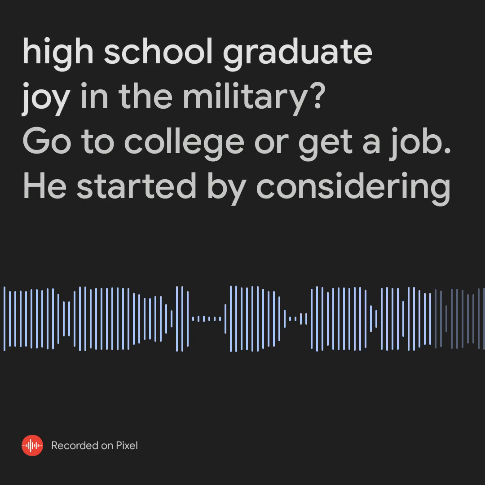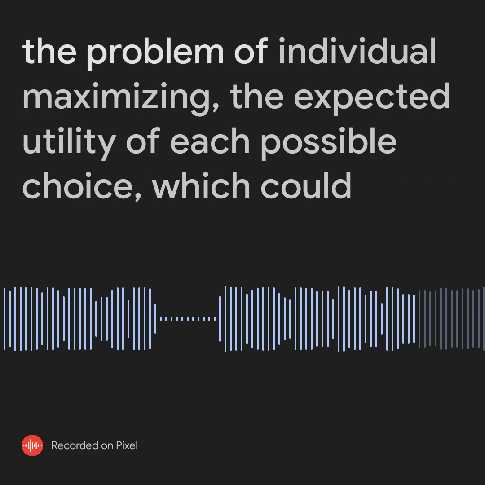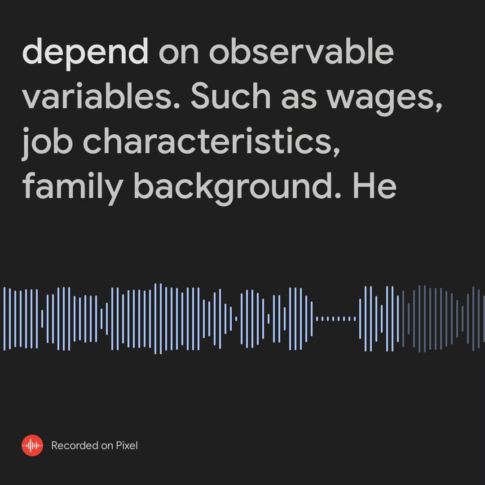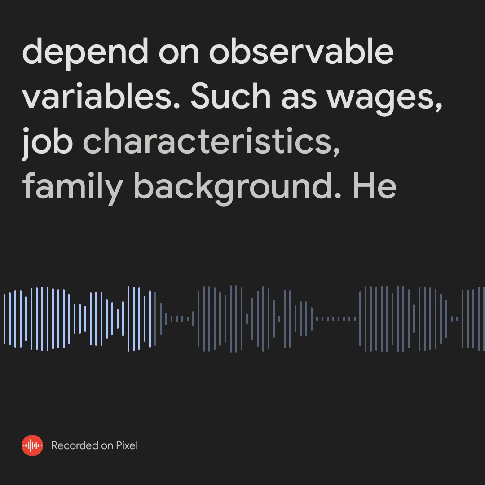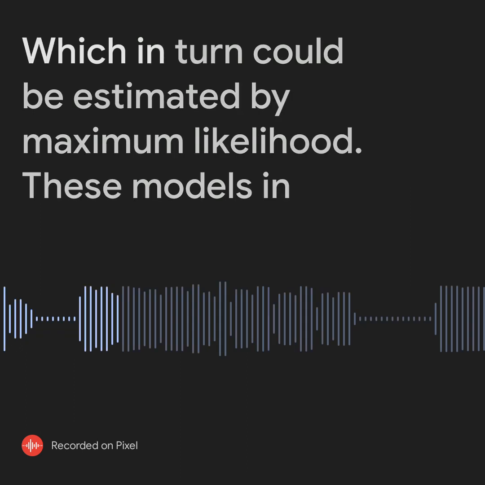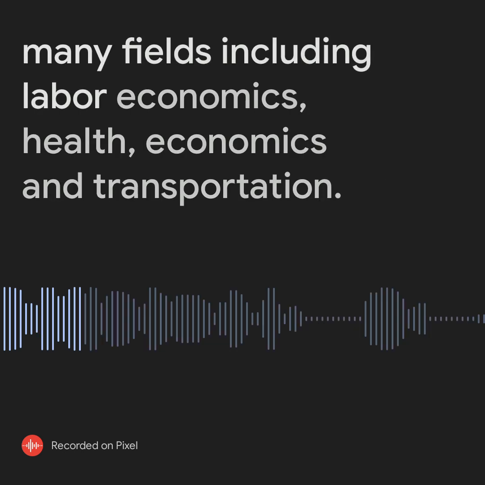Does a high school graduate join the military, go to college, or get a job? He started by considering the problem of an individual maximizing the expected utility of each possible choice, which could depend on observable variables such as wages, job characteristics, family background. He then derived models for the individual choice probabilities with unknown coefficients, which in turn could be estimated by maximum likelihood. These models and their extensions have proven widely useful in analyzing discrete choice data in many fields, including labor economics, health economics, and transportation economics.